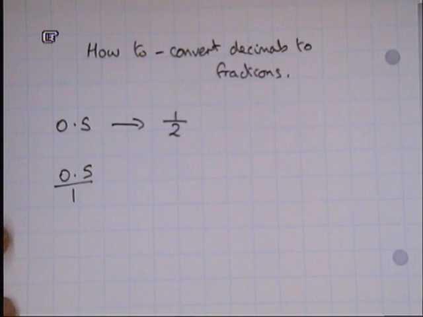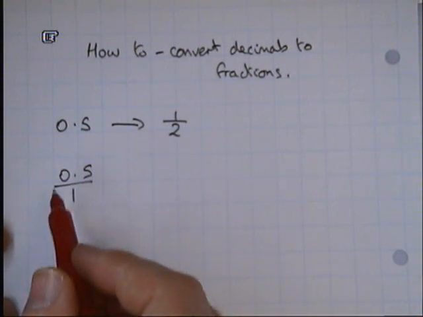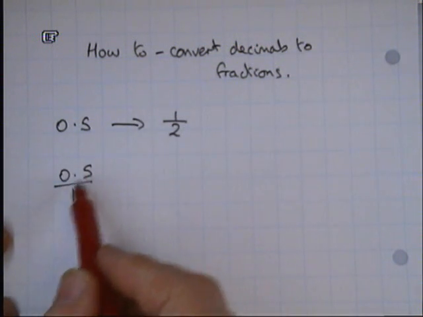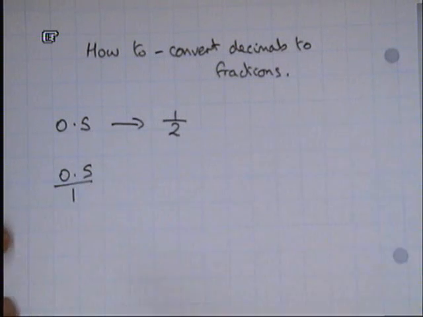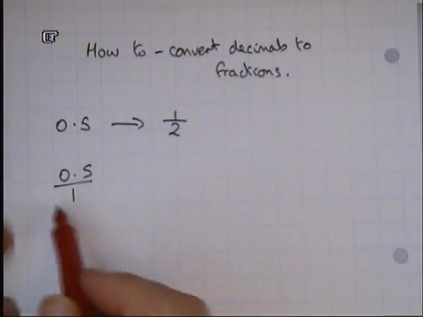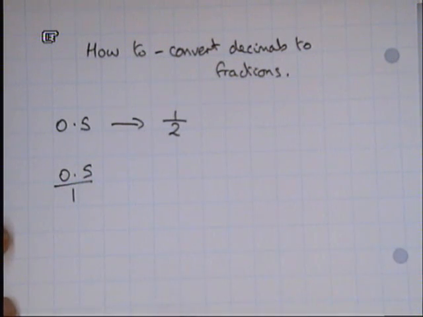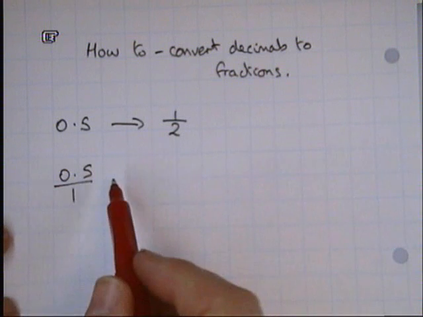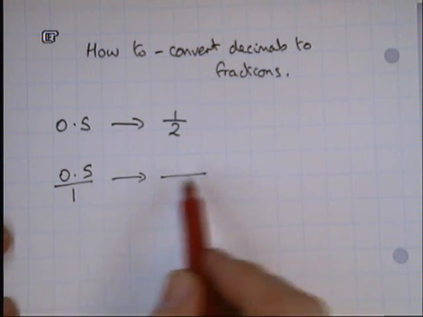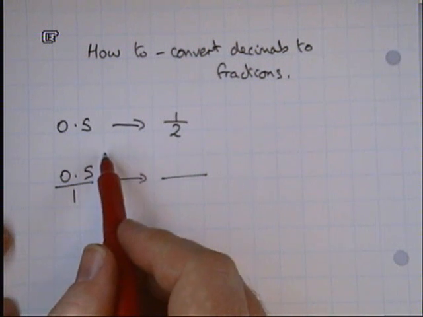Now 0.5 over 1 is kind of a fraction, but it's still got a decimal in the numerator, the top number. And remember that any number divided by 1 is that number we started with. So 0.5 divided by 1 is 0.5. We haven't changed the size of the fraction and the decimal. It's just still 0.5. But how could we get rid of the decimal in the numerator? Well, we could times by 10.